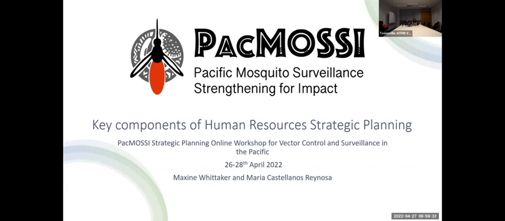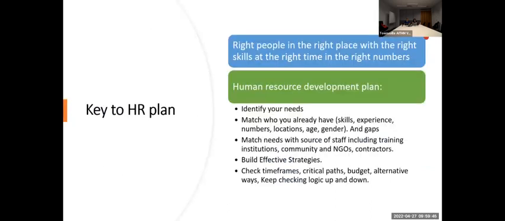How many of them? But also, how do we get them to have the right skills, to be up to date? How do we supervise them to make sure they are doing things according to the SOPs, the quality we require? So basically, key to an HR plan is to make sure you're planning to have the right people in the right place with the right skills at the right time and in the right numbers. That's the key to what you have to think about. So as you go through every activity that you need to do in your plan, think about those questions.